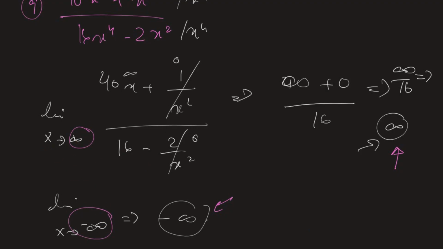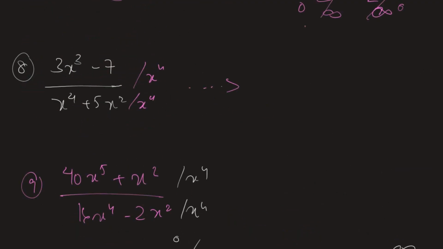Just a quick note: because we get infinity and negative infinity as the final answer, when we were approaching x from infinity we got a value of infinity, and from negative infinity we got negative infinity, so that means there's no horizontal asymptote in this case.